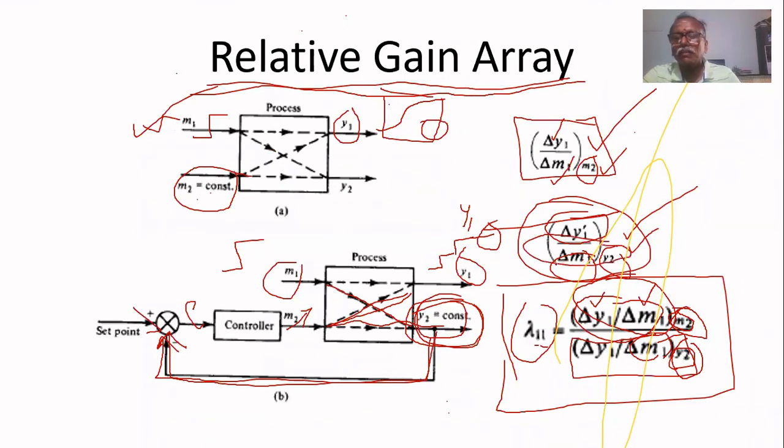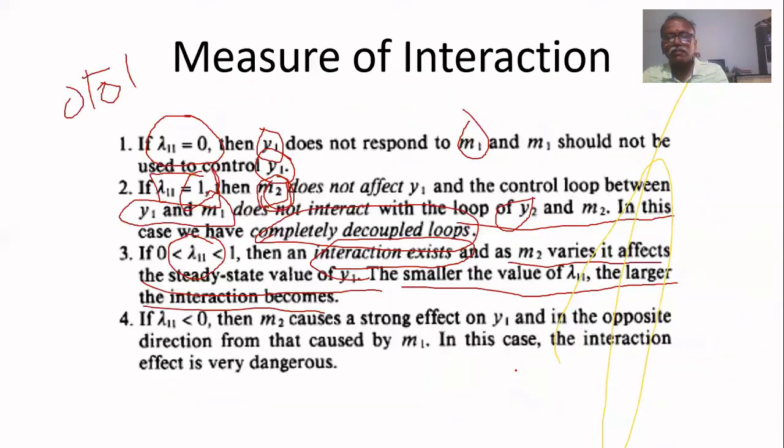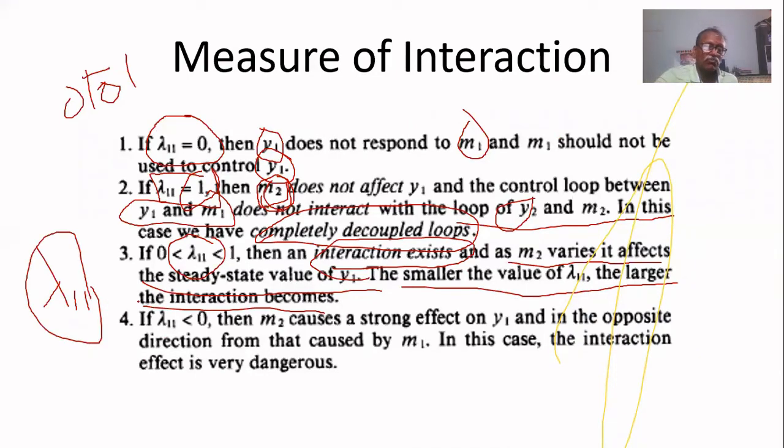If the denominator means m2 affects y1 much, this will be a larger value. If the denominator is larger, lambda 1 1 will be lesser. It means the interaction is large. The smaller the value of lambda 1 1, the more the interaction. If lambda 1 1 is less than 0, a negative value, that is also possible.